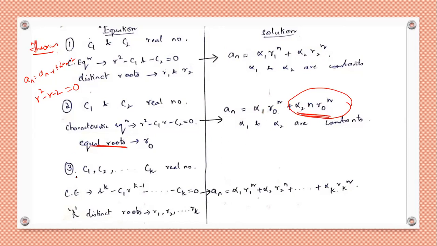Okay. Now, theorem 3 is if we have distinct roots, more than 2. That is, if we have 3 or more distinct roots. So if we have C1, C2 and Ck as real numbers, and we have k different roots, then our equation will have as many constants as we have roots. If we have 3 roots, we'll be taking 3 constants. So let me just write here alpha 1, alpha 2 and so on up to alpha k are all constants.